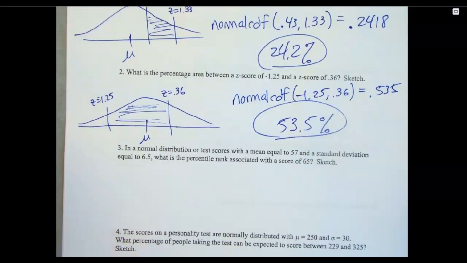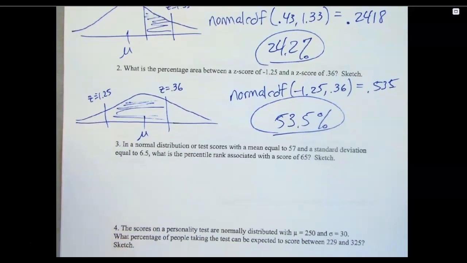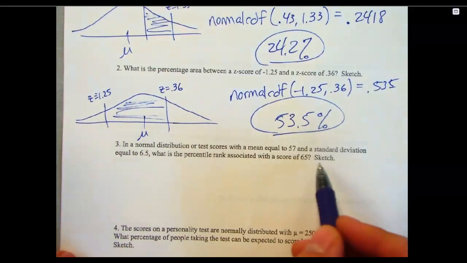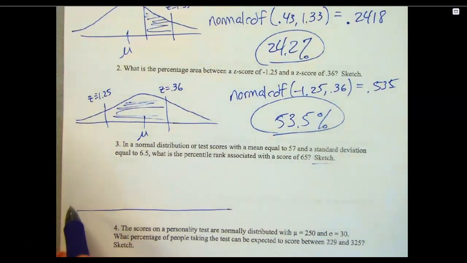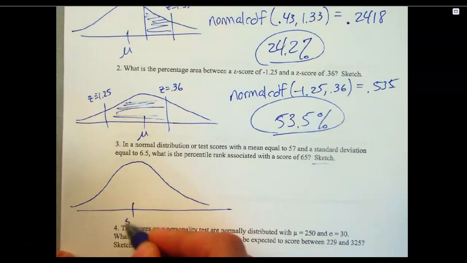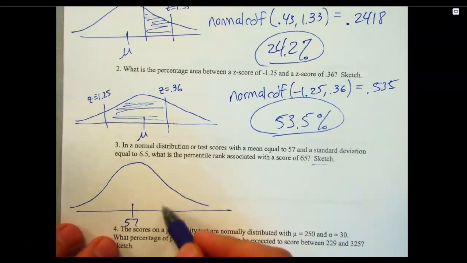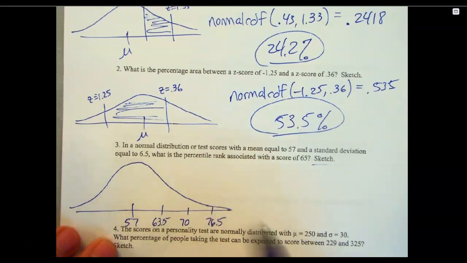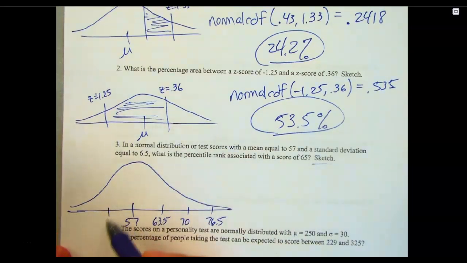Alright, if I keep going, number 3. I know the mean and standard deviation now. So I can start my sketch. I didn't read the rest of the question yet. But mean is 57. Standard deviation is 6.5. So we're going to go 3 standard deviations each direction. Labeling. Leave myself very much room here.